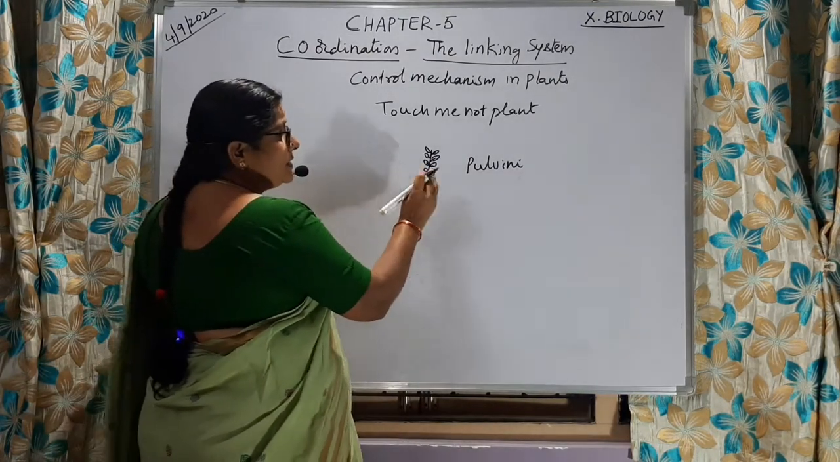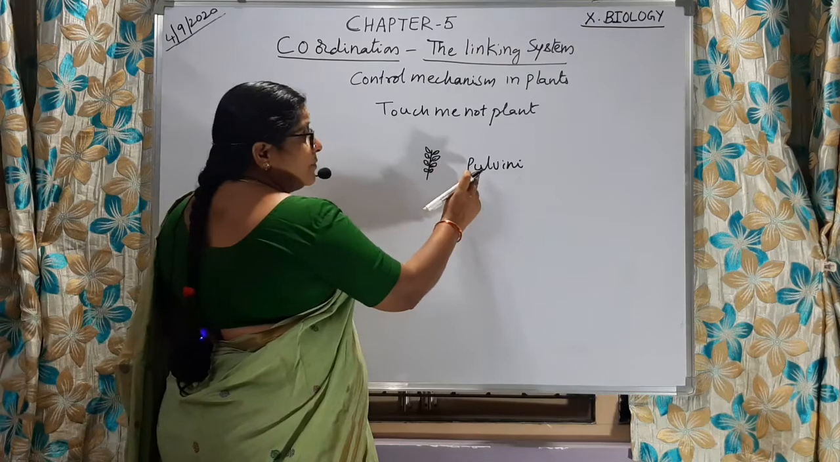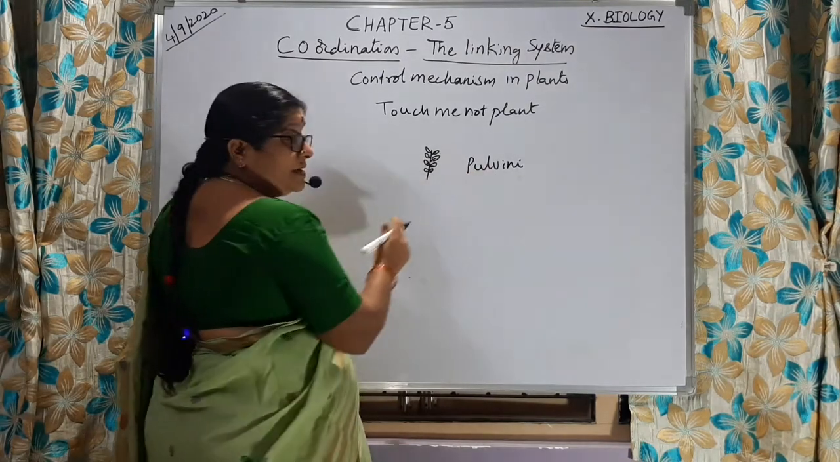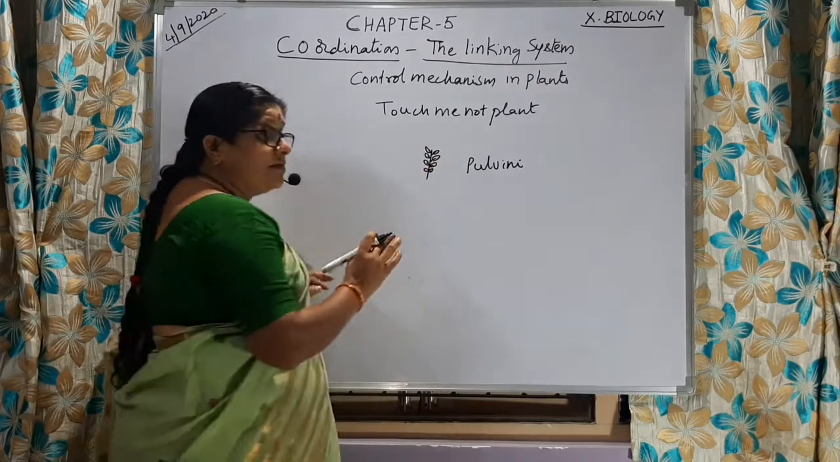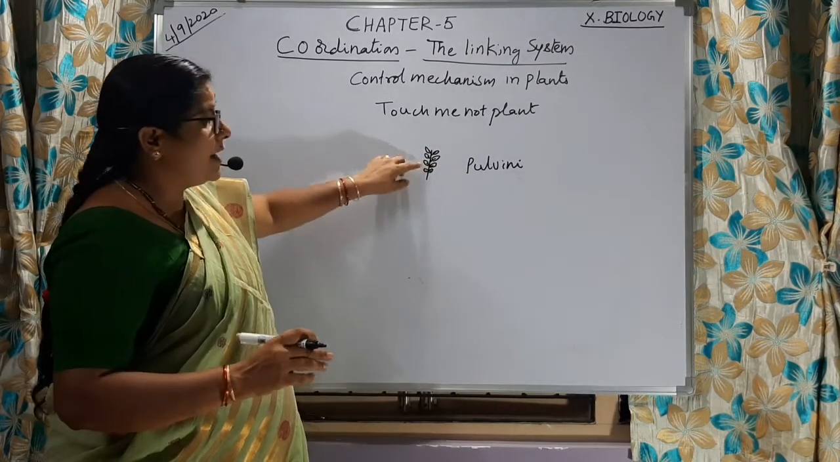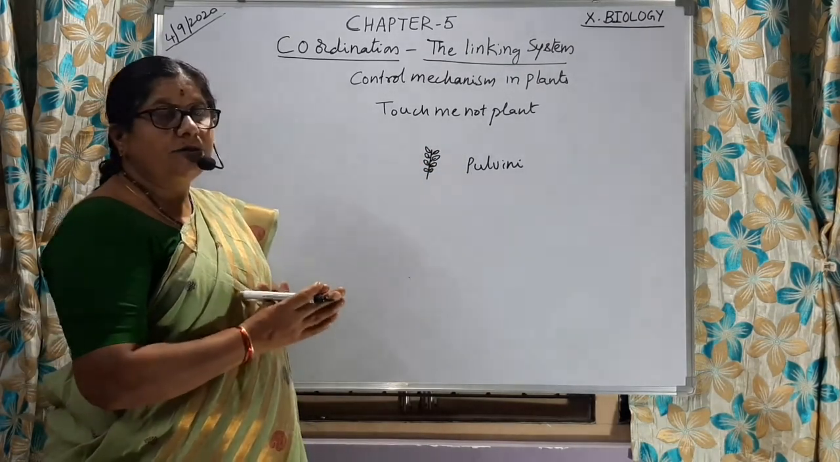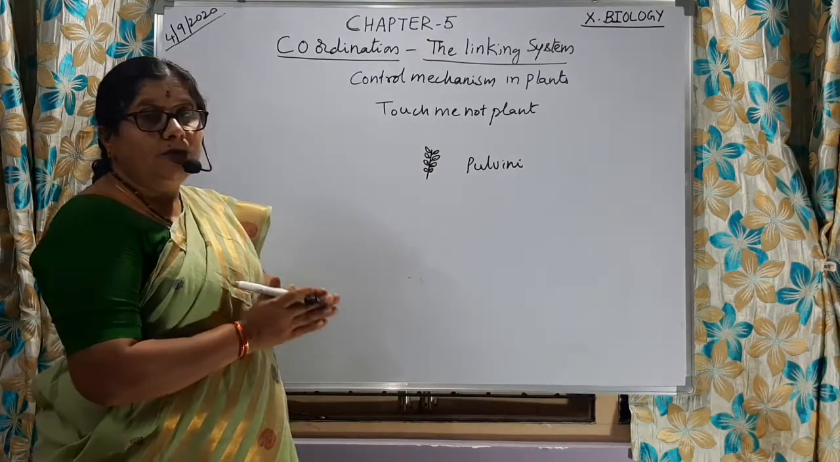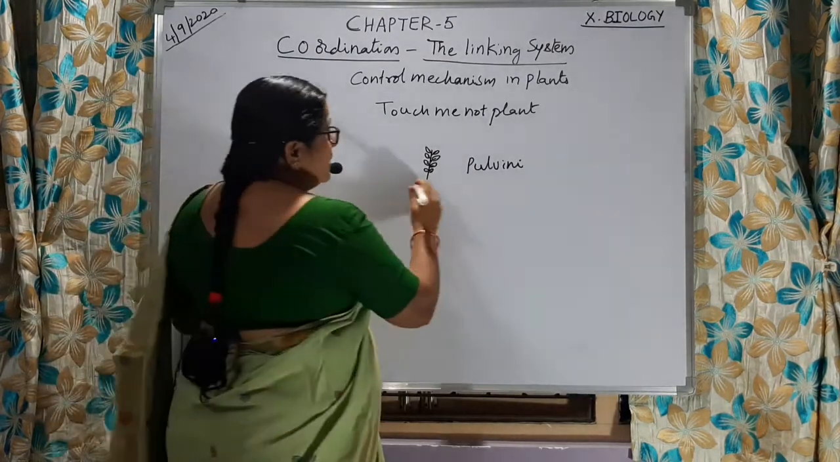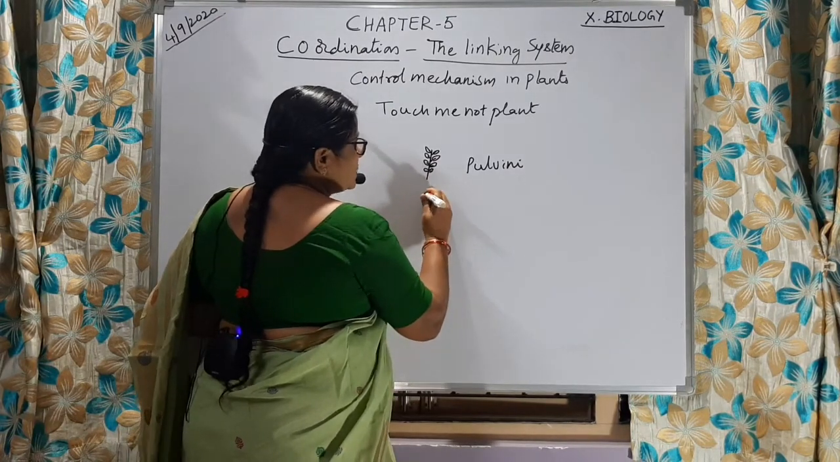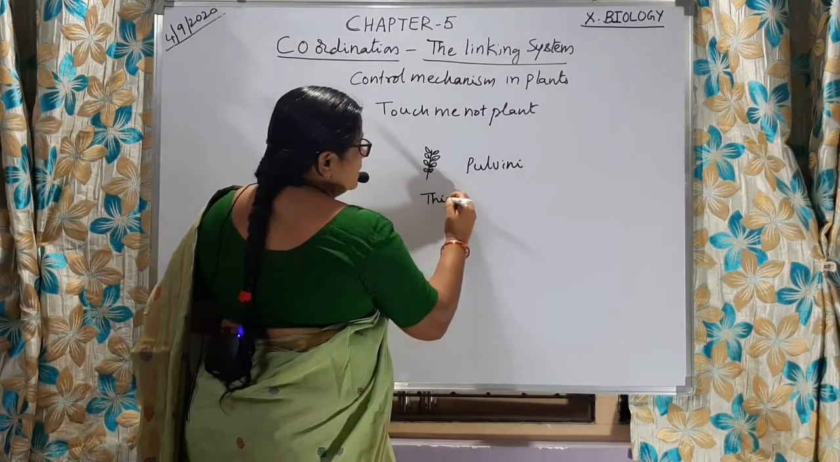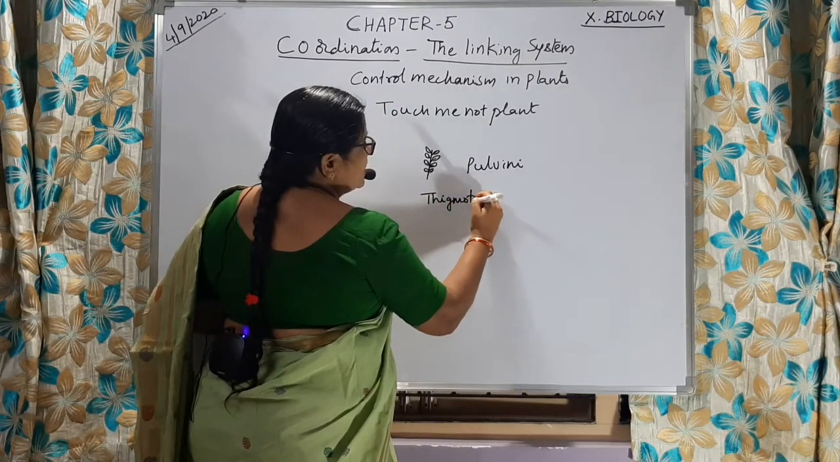If we touch, water pressure will be created. Because of touching, the water will move in this direction. Because of that, the leaves will be folded. That is a kind of response to the touch. That we call thigmotropism.